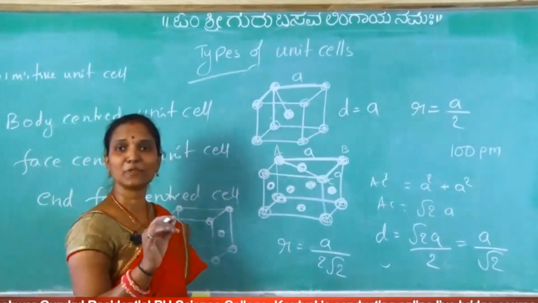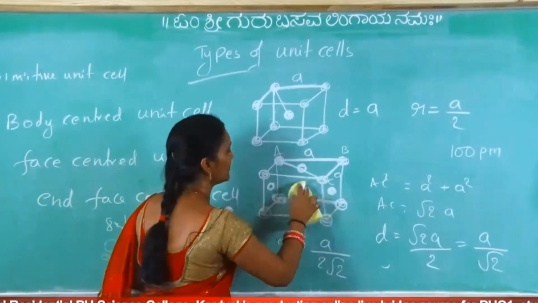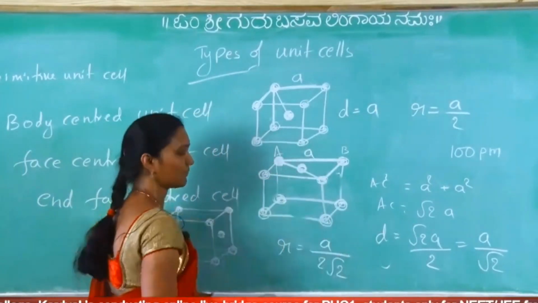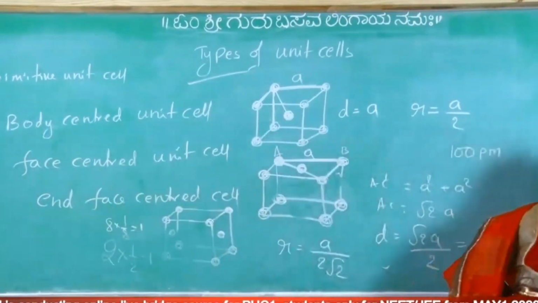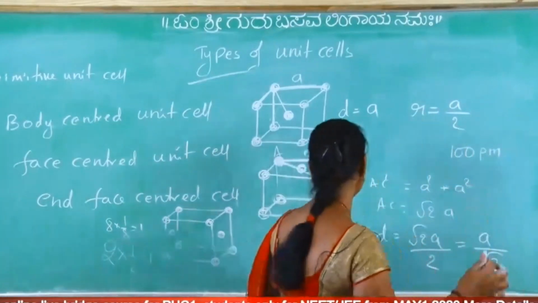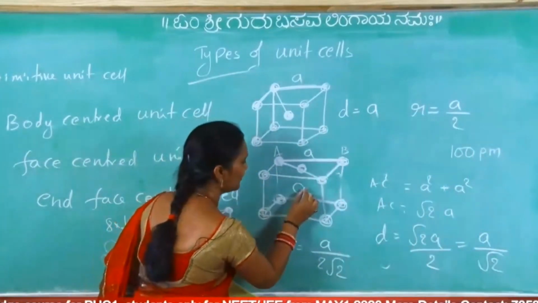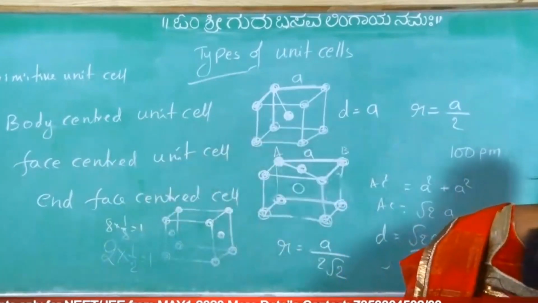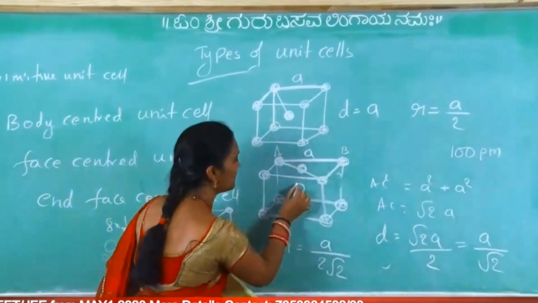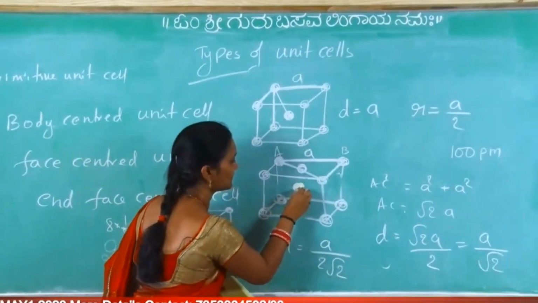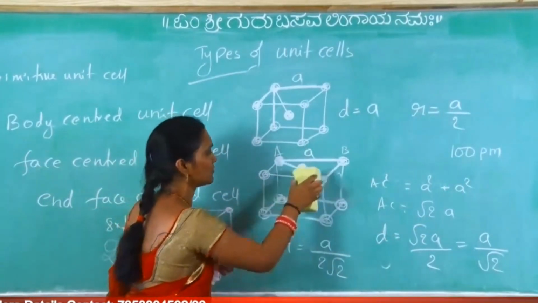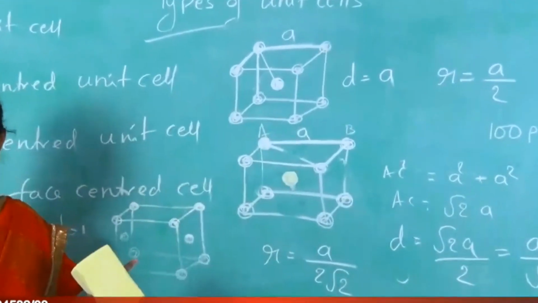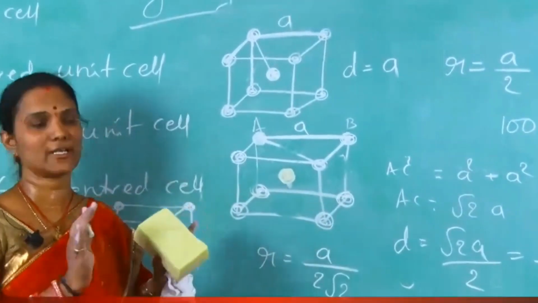Like that, now come to BCC. Now we are taking BCC. Better I will try to use some other colors. Green, not good. BCC. Now it is a BCC structure: corners and body center.